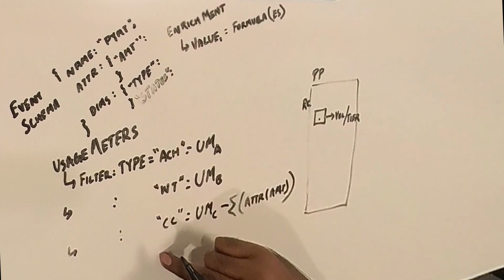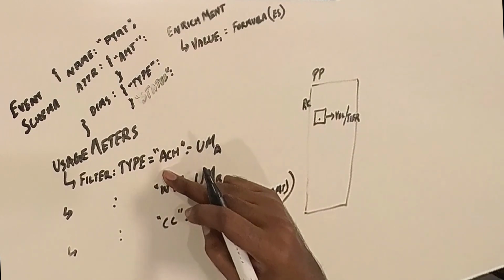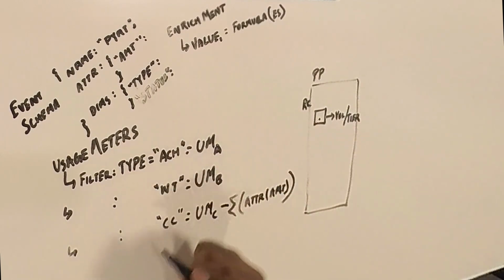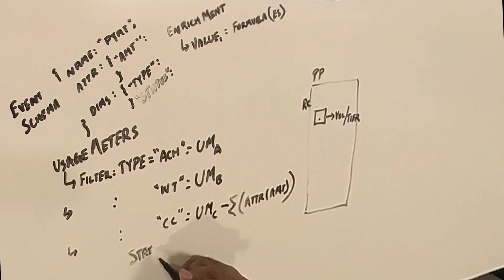In these usage meters, along with the filters, type of payment, we can also ensure that the status is tagged as well. So in all usage meters, we can tag the status to be completed only.